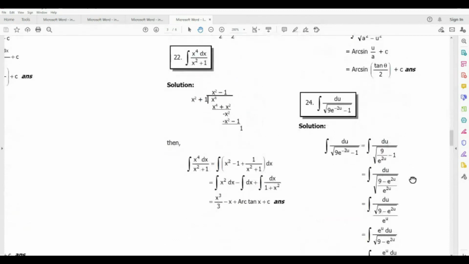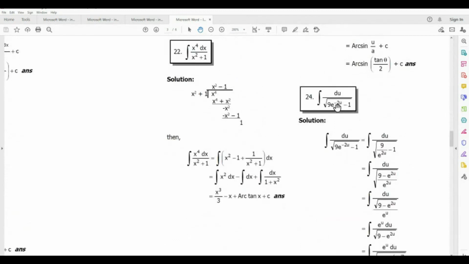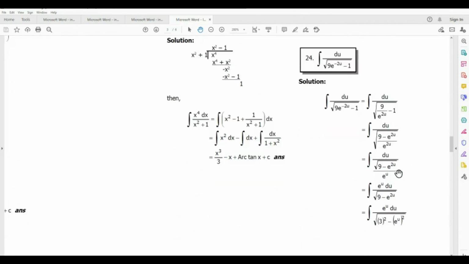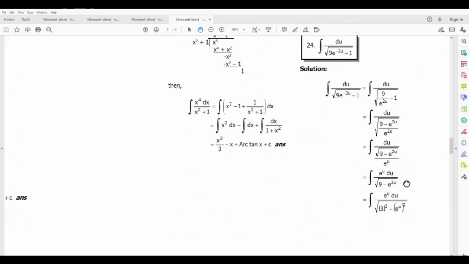Ito pa isa. So, to the negative du. Paano ginawa dito? Nilagay sa ilalim, naging positive. Naging square root of 9 over e to the 2u minus 1. Get the least common denominator. E to the 2u. Then, in-square root itong nasa ilalim, e to the 2u, kasi nakita sa taas. Then, square root itong dalawa. So, ito mangyayari.